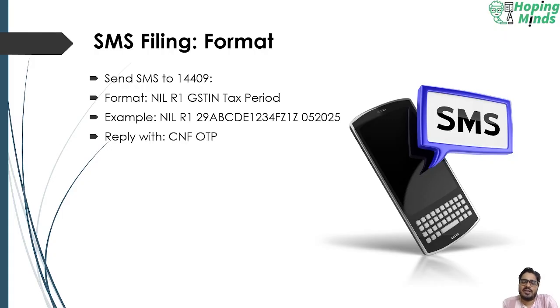SMS filing format. So through SMS we can file our GST returns, that is nil return. We have to send an SMS to the number 14409. The format will be nil, then R1, then the GSTIN, then the tax period. For example, for May 2025, we have to file a nil GST return. Then we have to type NIL space R1. This denotes the GSTR-1 return.